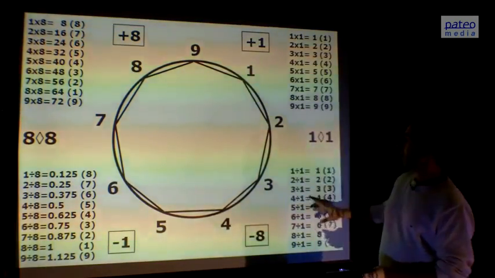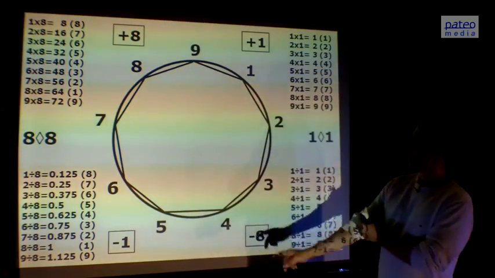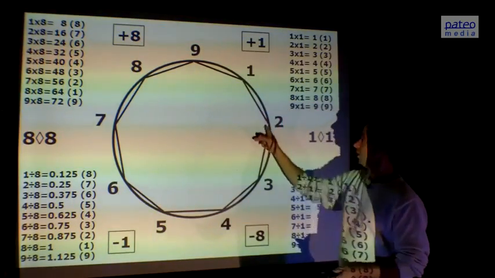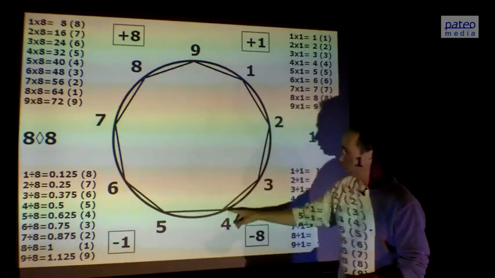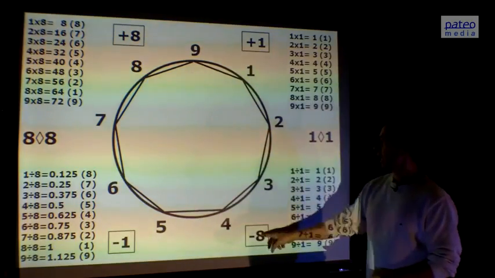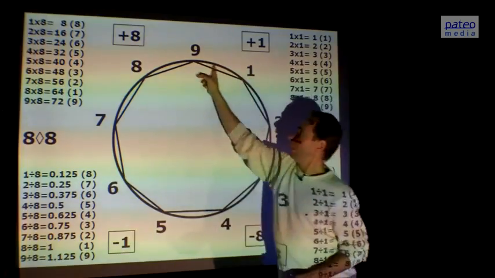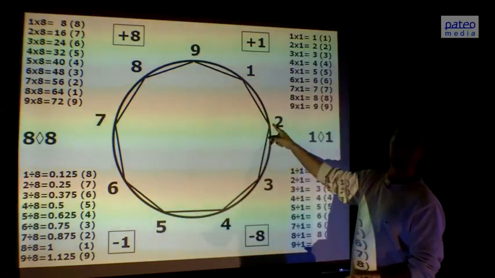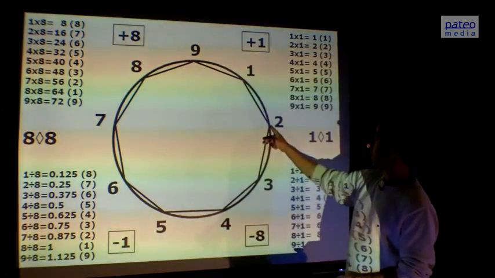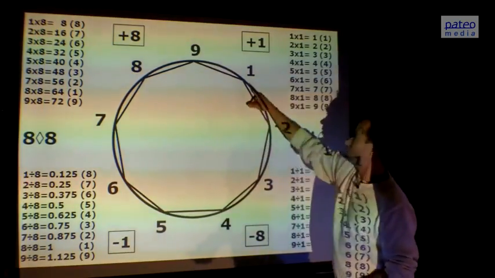This is multiplication and dividing, but also adding and subtracting. Adding 1 is 1, then you go here. Adding 1, you go here. Adding 1, you go here. Or if you subtract 8, if you subtract 8 from 1, you come here, all the way here. It's the same. Or if you subtract 8 from here, you go here. So it's the same ordering.